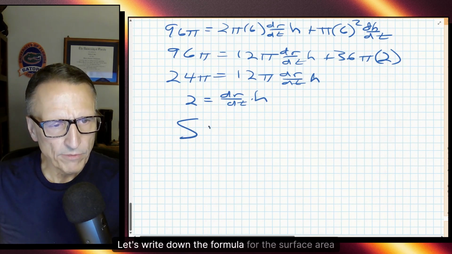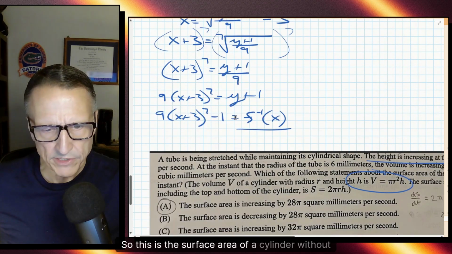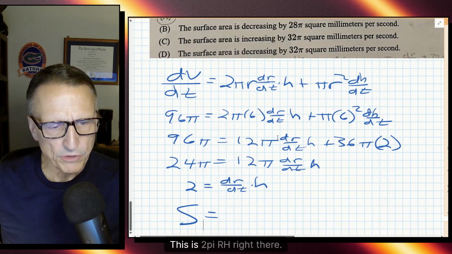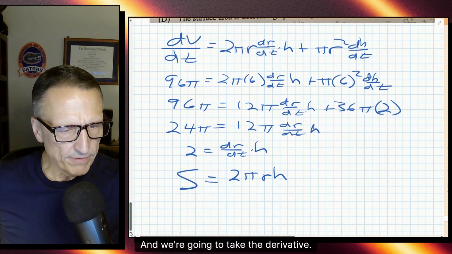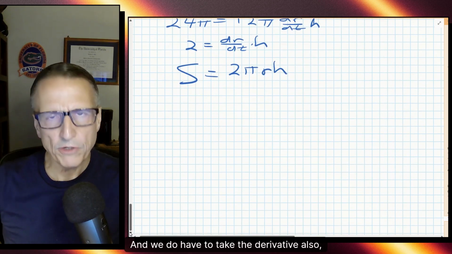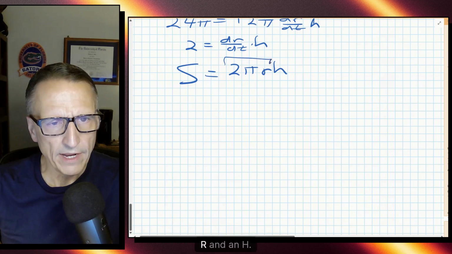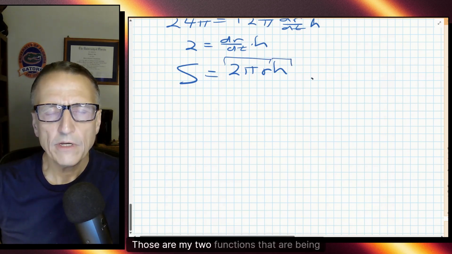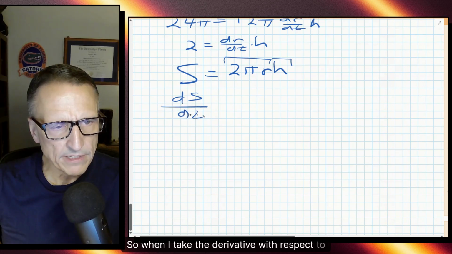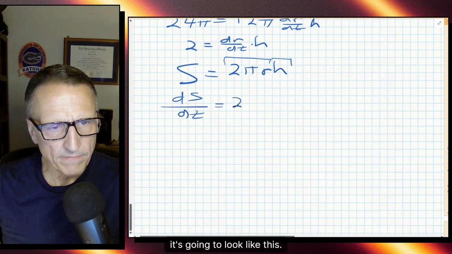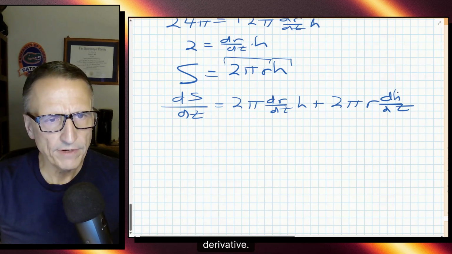Let's write down the formula for the surface area that we're talking about. This is the surface area of a cylinder without a top and a bottom. This is 2 pi r h right there. And we're going to take the derivative. We do have to take the derivative also using the product rule, because I have a 2 pi r and an h. Those are my two functions that are being multiplied together. So when I take the derivative with respect to time, it's going to look like this. Okay, and so that is what I get after taking that derivative.